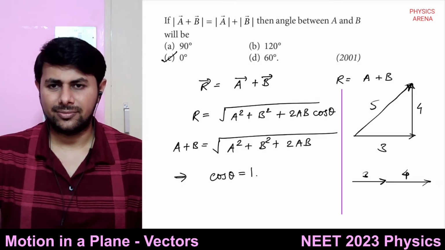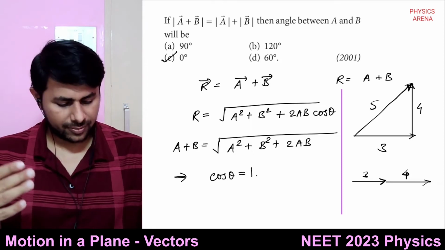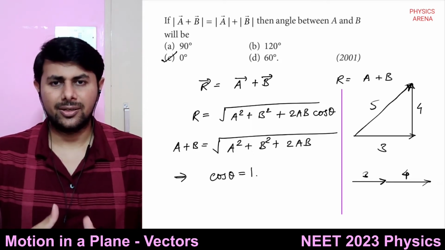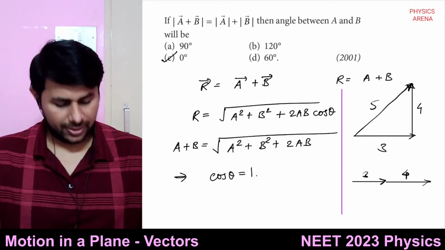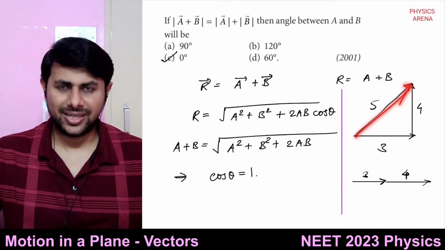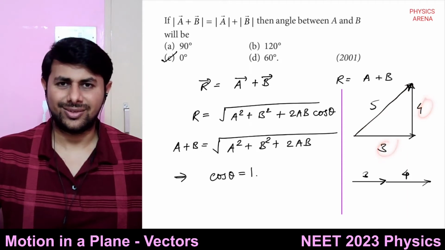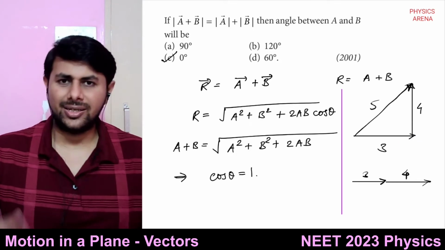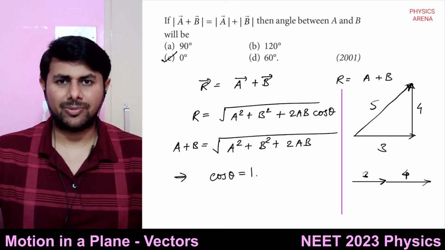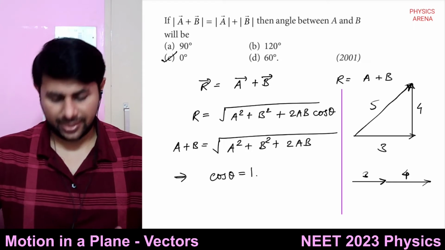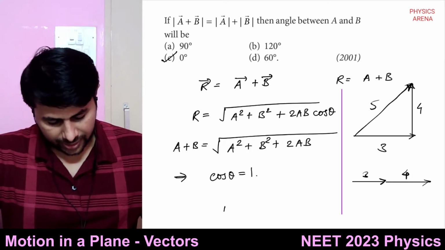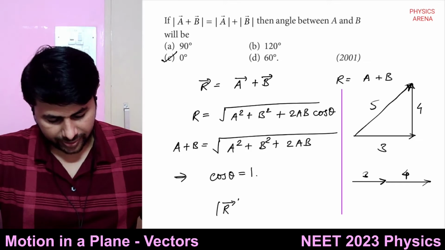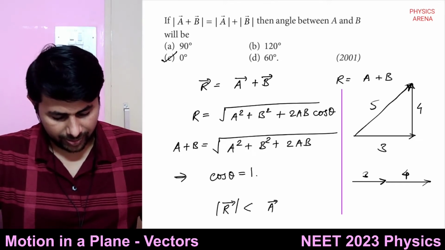Yes, no? Because if you change the angle, what happens? The resultant will get shortened. So 5 is less than 3 plus 4. This is 90 degrees, for simplicity. You take any other angle than 0, and the magnitude of the resultant will be less than that. In general, the magnitude of the resultant will be less than the magnitude of A bar plus the magnitude of B bar.